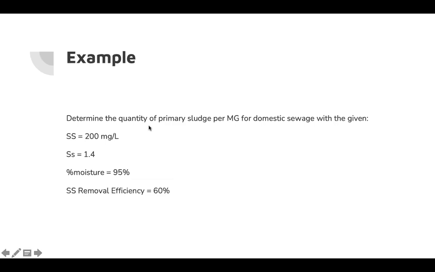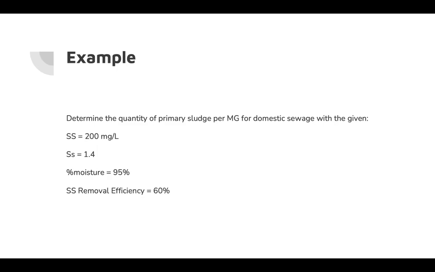This here is an example for the determination of the quantity of sludge as shown previously in the equations. So we're given an inflow of suspended solids being 200 milligrams per liter, S sub S, which is 1.4, the percentage of moisture being 95%, and the removal efficiency of suspended solids being 60%.